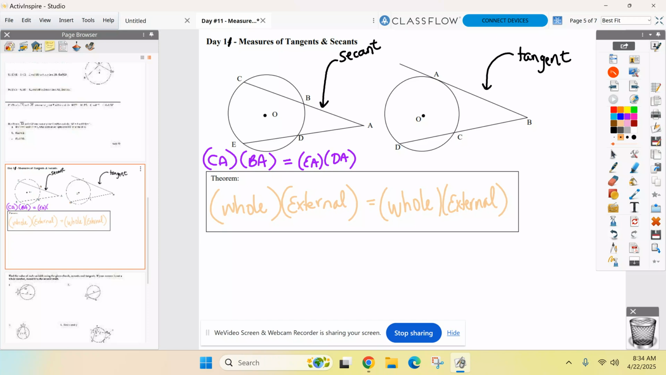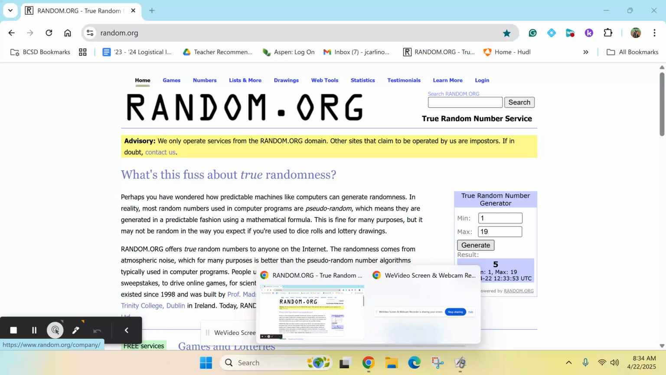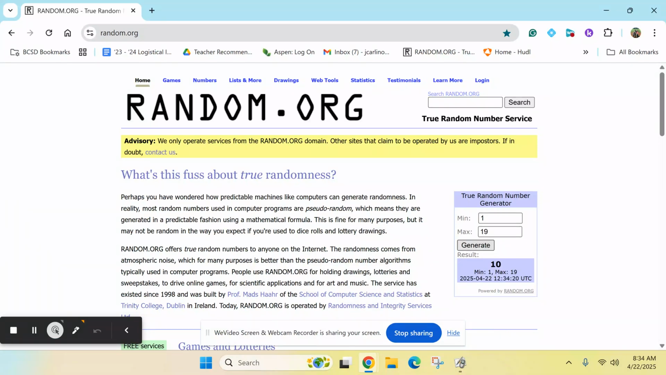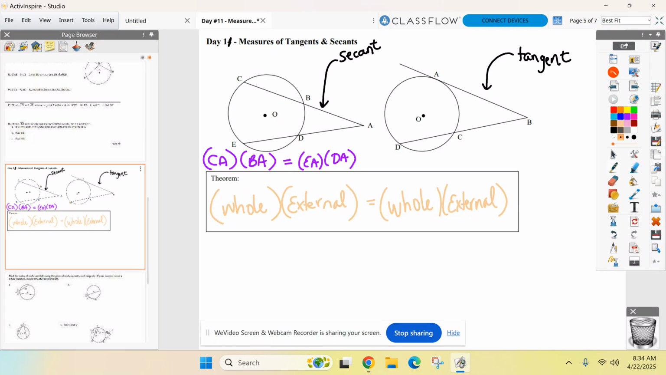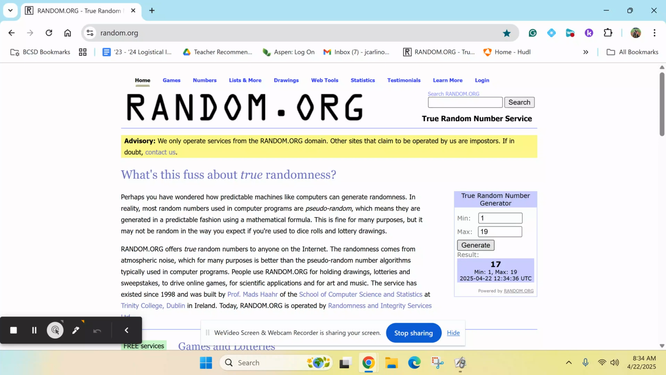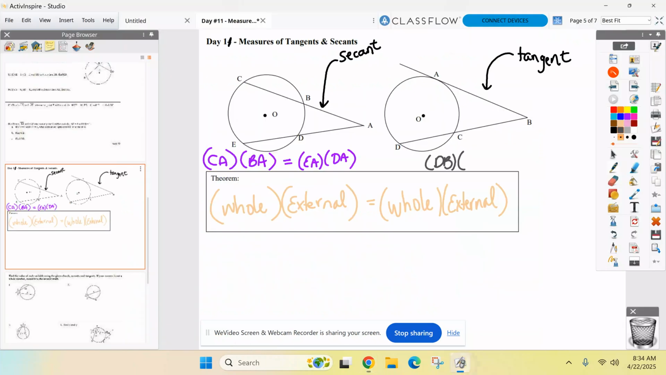Okay, watch what happens. Let's start with the secant. Name the secant in the second diagram for me. I'll start with the whole secant up here first. Whole secant. DB. Yep, so DB times, now give me the external part. External part up there. CB.